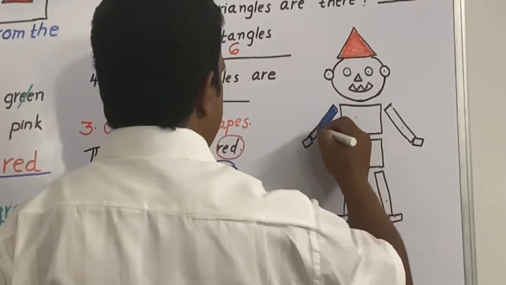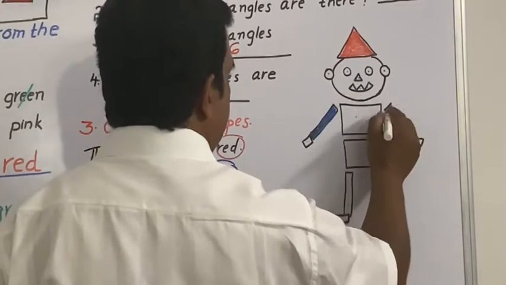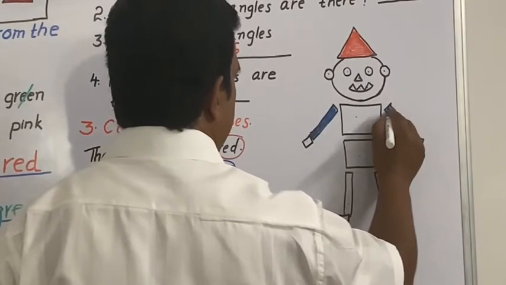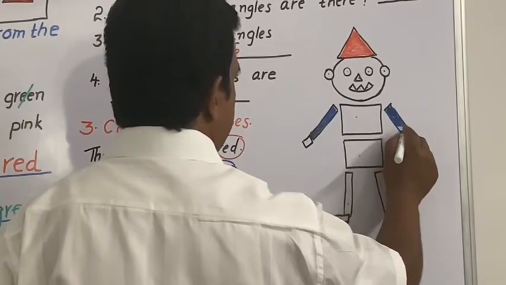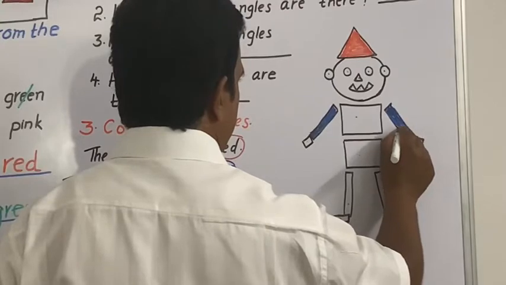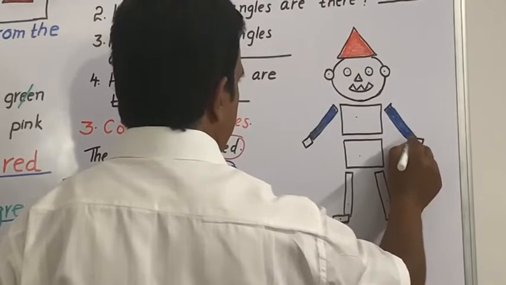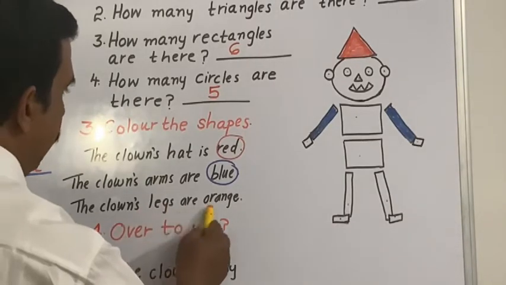Color it blue, children. Don't color this part, okay? Only arms, because this is a rectangle. Okay, no need of coloring the hands part. Arms. Okay, arms. What's the color of the arms? Yeah, it's blue. And last, finally, the clown's legs are orange.